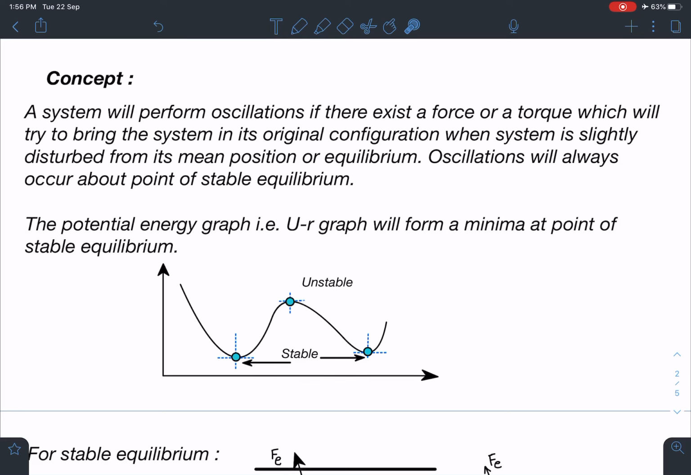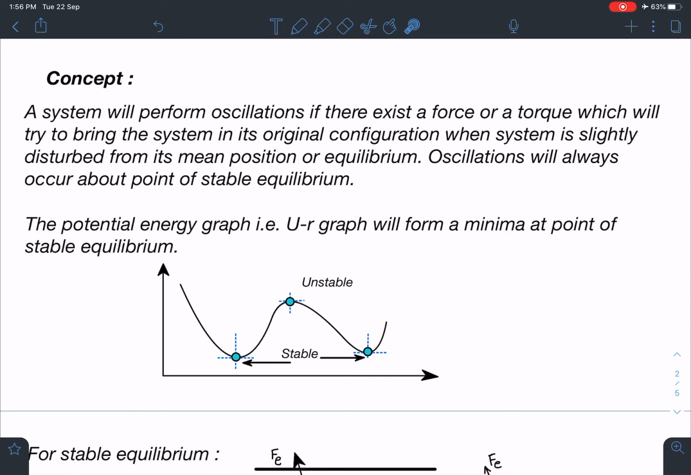We can leave a few cases, however, like there can be a case that a block is projected between two walls and the collision is elastic. So that is also oscillation, but such types of equilibrium are neutral equilibrium. We are not considering those cases. We are mainly interested in cases where the potential energy curve is changing. Like for this case, potential energy doesn't change, potential field is not there, so we are not considering those cases.